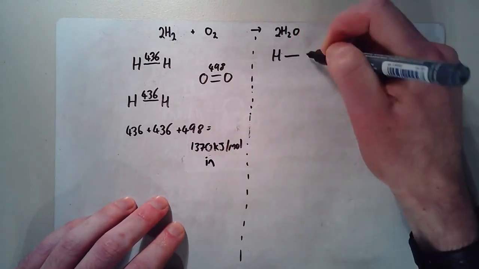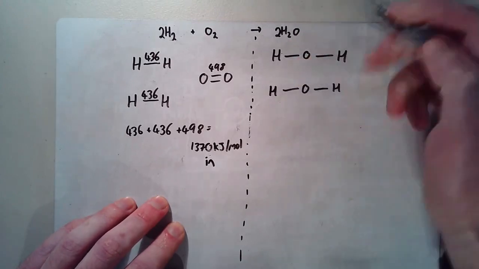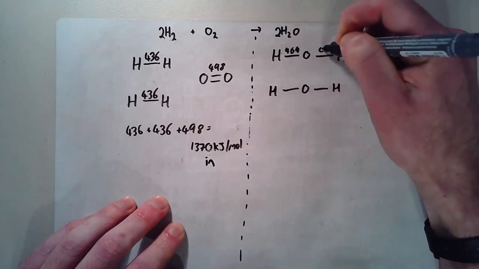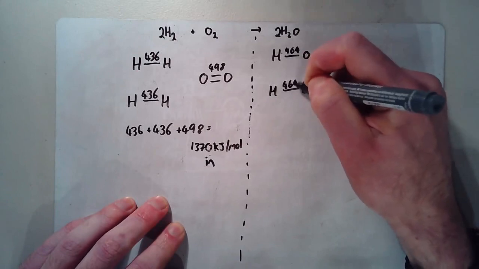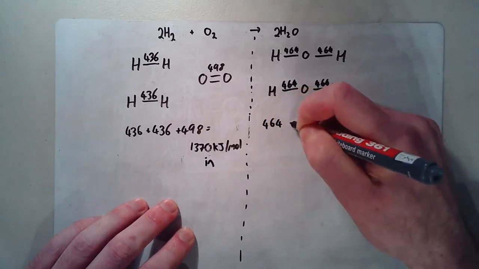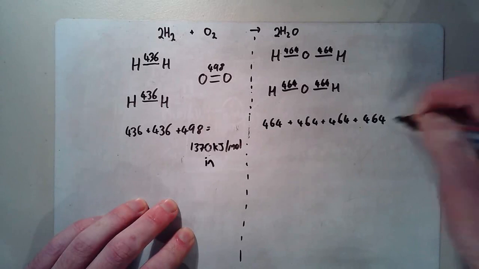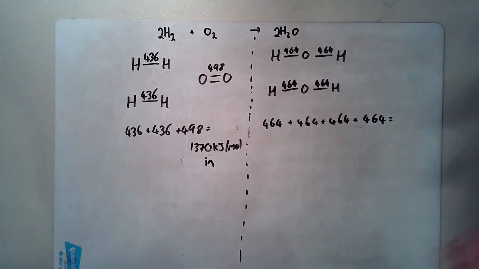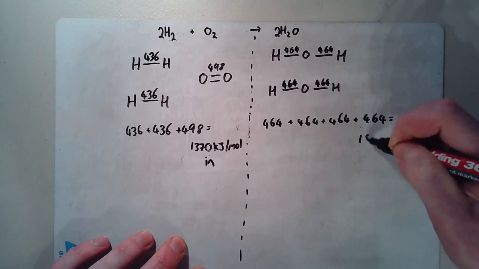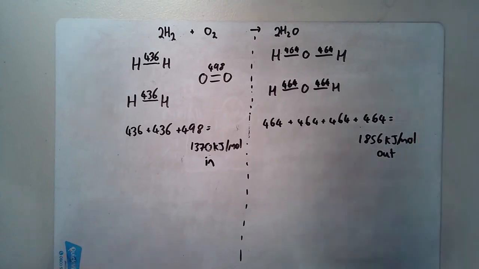Let's do the same on this side. H2O. I've got an H, an O, an H, an H, an O, and an H. I look at my data table for those OH bonds, and I can see that they are 464, and 464, and 464, and 464. Which means I'm going to do 464, and I can either just times it by 4 or just add them all together. I'll add them all together to make it super clear what I'm doing. And if I pop those into my calculator, that will give me 1,856 out. That's the energy that I get out when those bonds are formed.